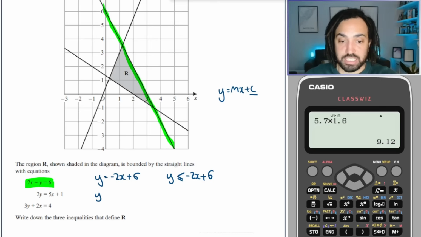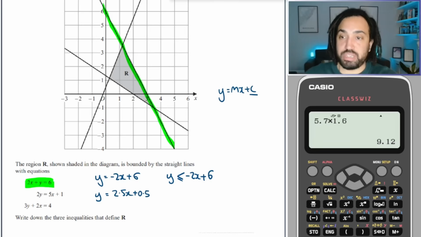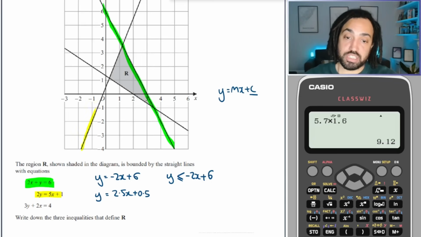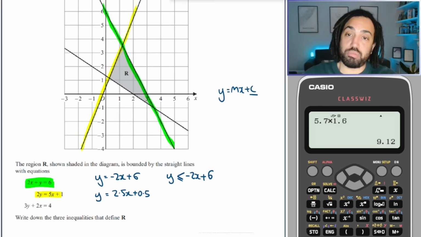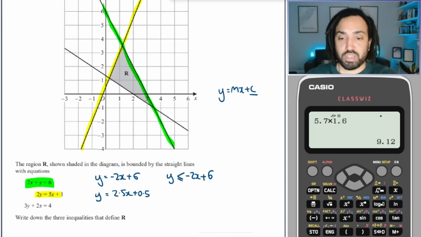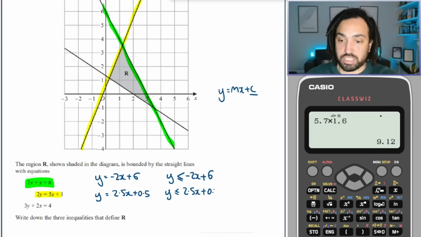Again, I'm going to rewrite it by dividing through by 2. And that way, hopefully, it'll be easier for me to check to see which graph that one is. Well, actually, that one's quite easy. It's the only one with a positive gradient. So I know for certain it's going to be the one that's going from left to right, upwards. And again, you can see the region is below that yellow line. So therefore, I need to, again, write less than or equal to.